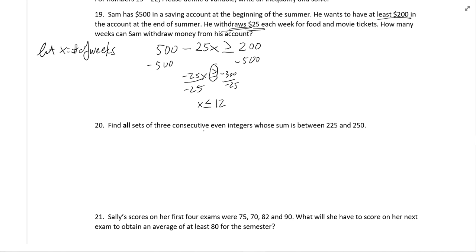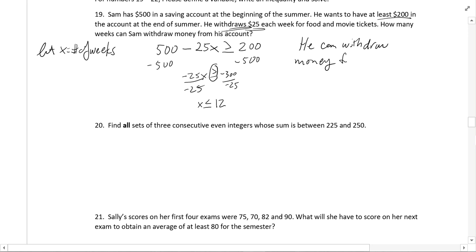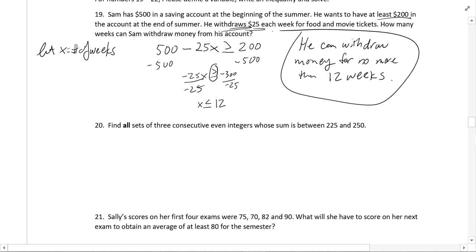So how many weeks can Sam withdraw money from his account? If we write a sentence, we can say he can withdraw money for no more than 12 weeks. Or you could have said he can withdraw money for at most 12 weeks. So he can't go over 12 weeks.